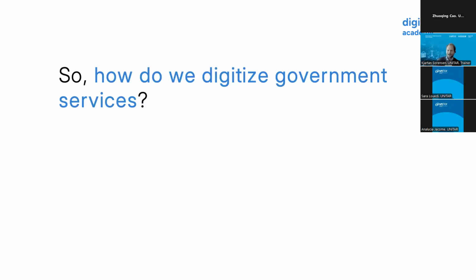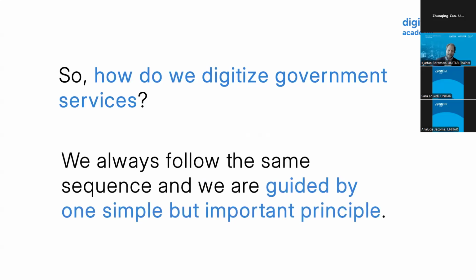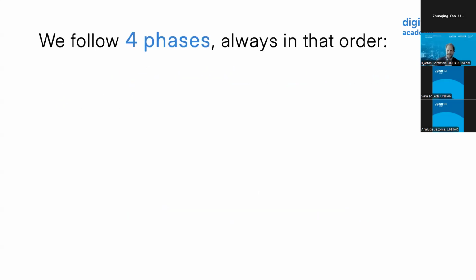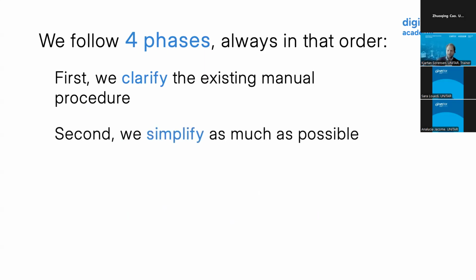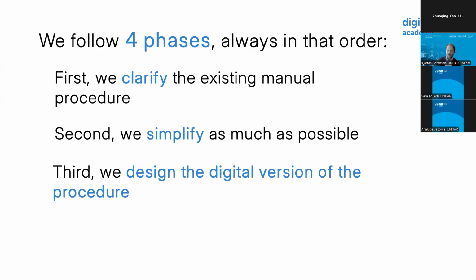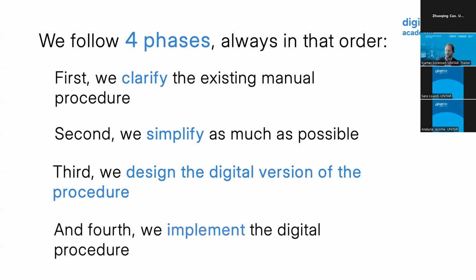So how do we digitize government services? Well, we always follow the same sequence, and very importantly, we're guided by a simple but important principle. There are 4 phases, and they're always in the following order. First, we clarify the existing manual procedure. I always say you cannot simplify or digitize what you don't know, and we'll be looking into this shortly. Once we have that information, we can try to simplify as much as possible. I'll also dig into that in a few minutes: what does it mean to simplify, and how can we simplify? Then we design the digital version of the procedure. We'll also see what we mean by a procedure. And fourth, of course, we implement the digital procedure.